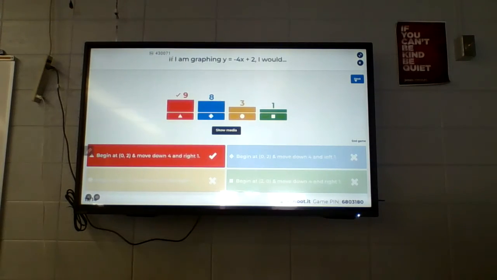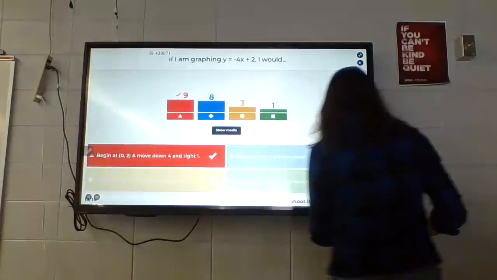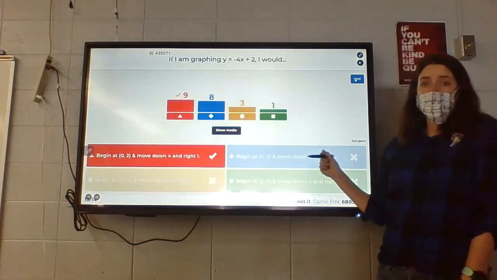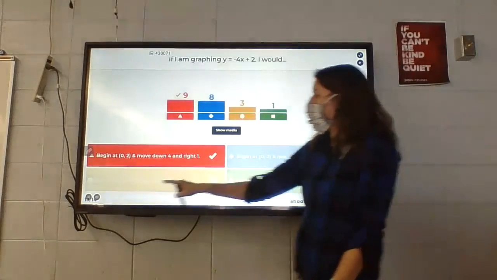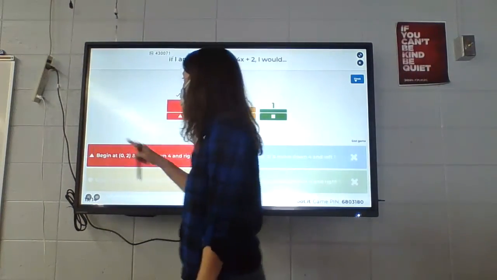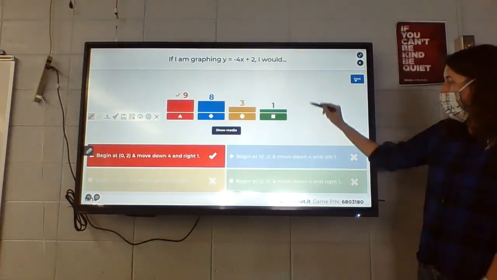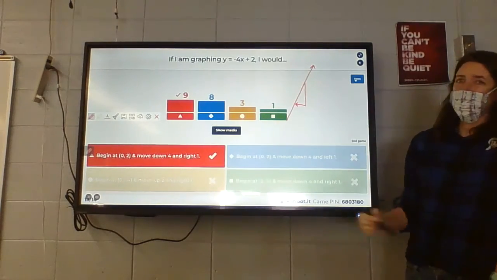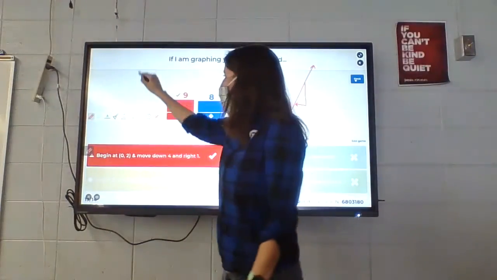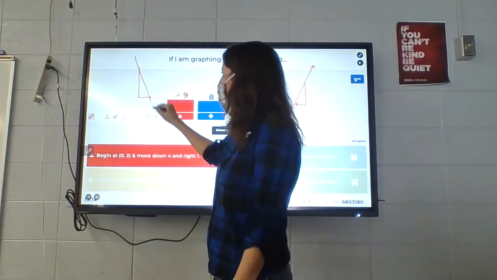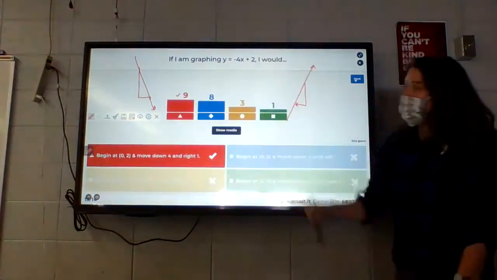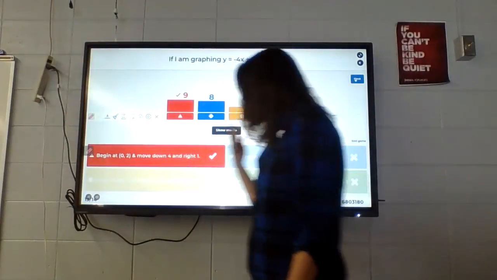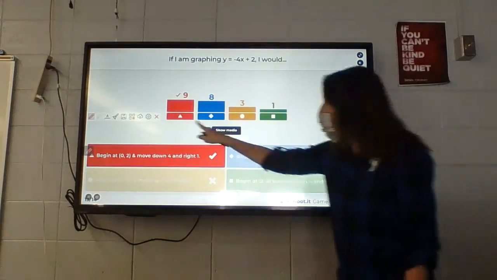Down 4, right 1. So those of you guys who said this, a bunch of you guys said this, you begin at 0, 2, that's right, that's our b value. But then when I go to move, if I go down 4 and left 1, that's actually an uphill graph. We want to go down 4, right 1, and then we're going downhill. This is a negative slope, so be careful with that. And obviously that was meant to be tricky, so sorry if you fell for it.